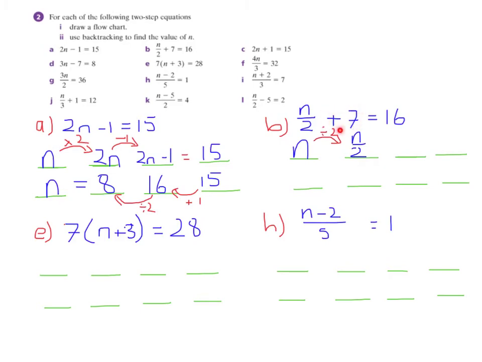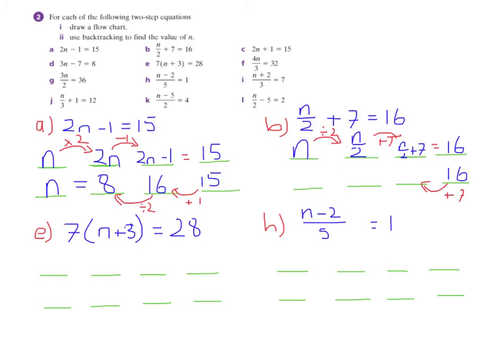Then we've got plus 7. So we do plus 7. So we end up with n over 2 plus 7. And then that equaled our 16. So now when we do our backtracking, I write my 16 underneath. So we had this part here, which was plus 7. Looks a bit dodgy there, but it's the wrong one. So I do my plus 7.